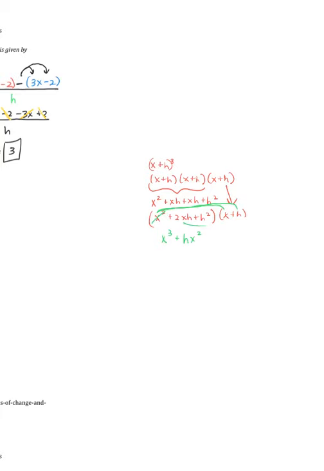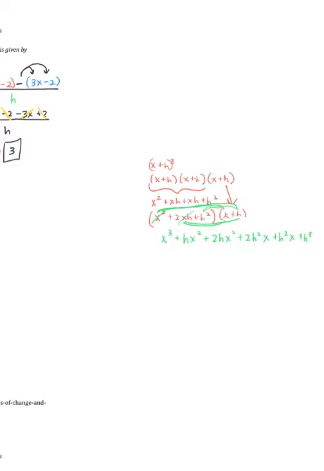Now I need to do 2xh times x, which is plus 2hx squared. 2xh times h is plus 2h squared x. That one's done. Now h squared times x is plus h squared x. And h squared times h is plus h cubed. Okay, so that's a lot. We've got to take all of that and put that in for the first one.